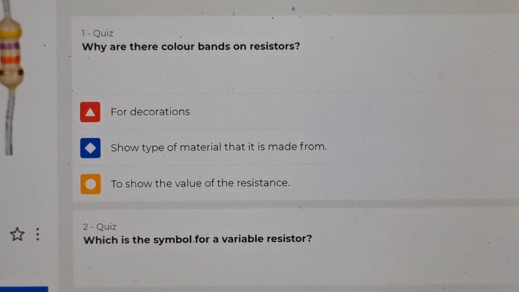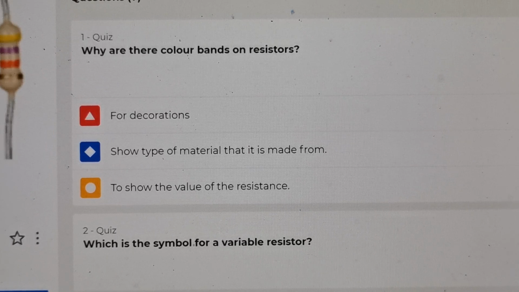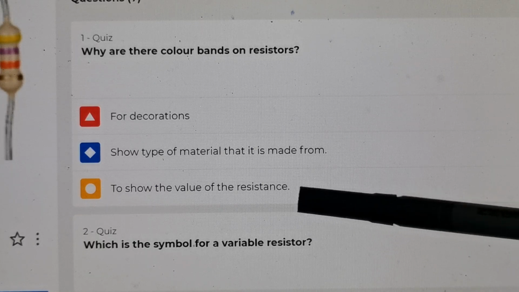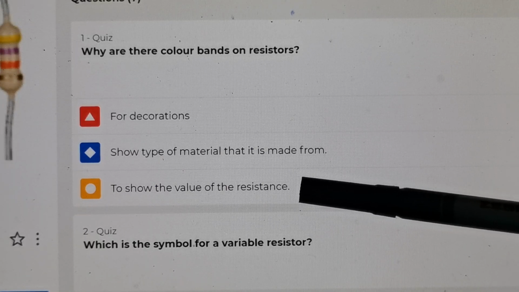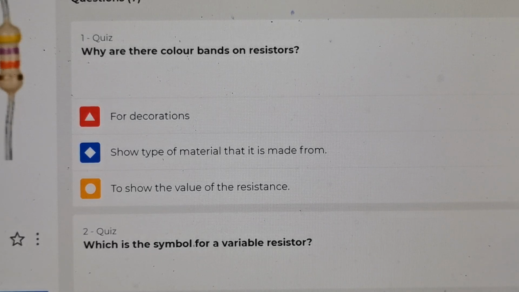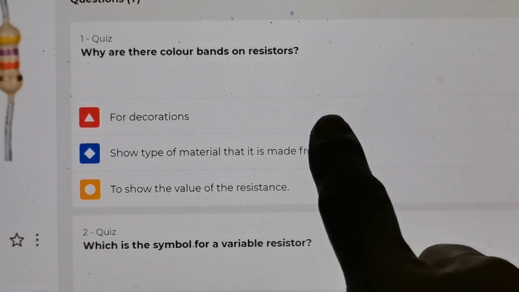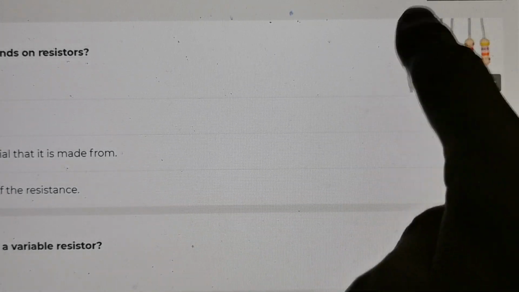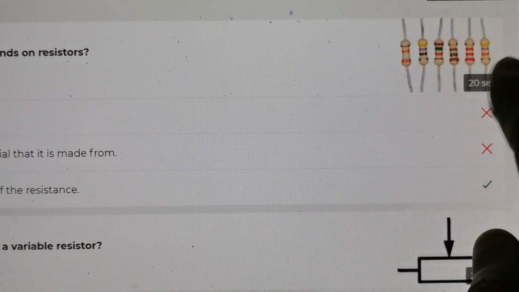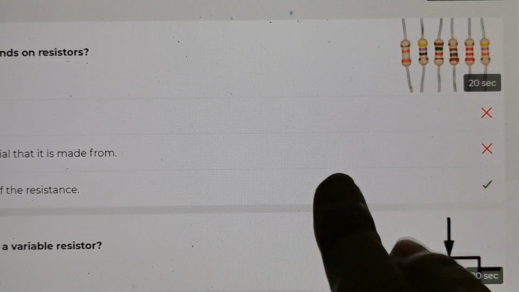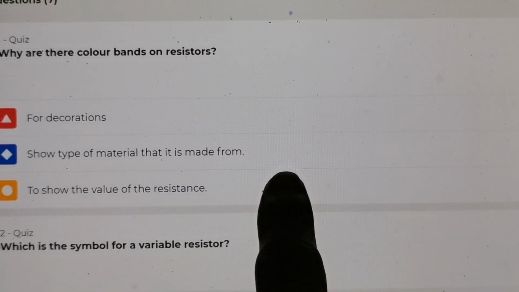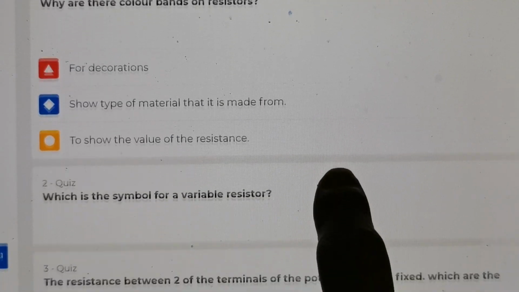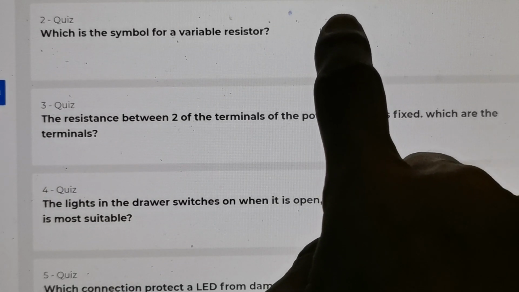First question, what are the color bands on resistors? They are not for decoration. They are actually there to show the value of the resistance. Each color represents a number. Next time we will teach you how. Each color band on the resistor represents a number. You don't have to know it now. Just know that the color bands are there to tell you the resistance value of the resistor.